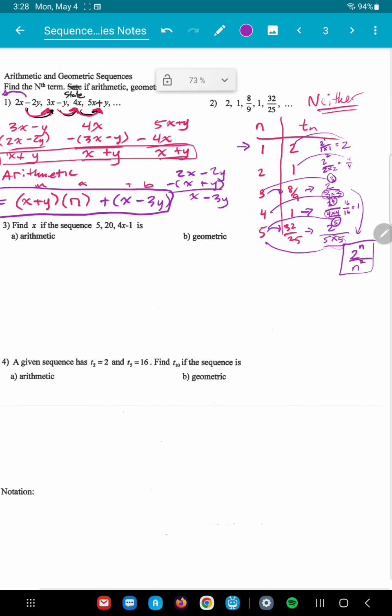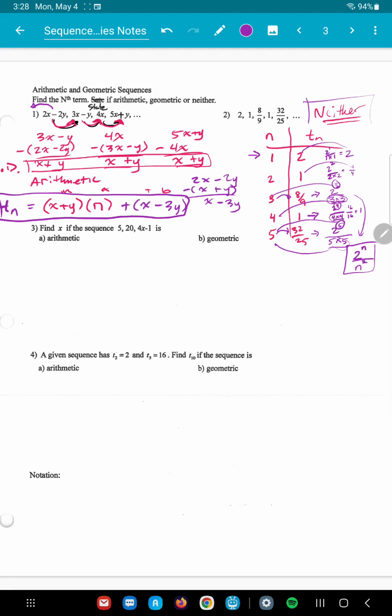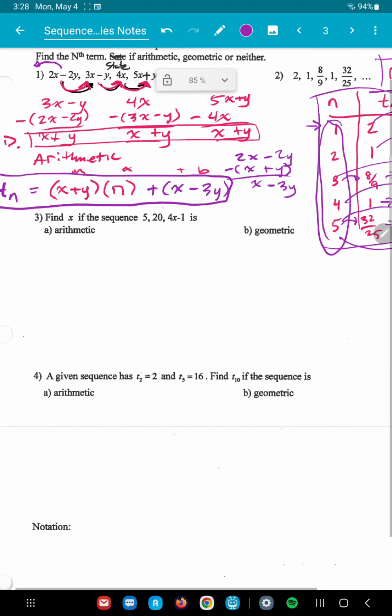Okay? So that one was a bit trickier. You'll notice that when it comes to these sequences, as I mentioned in class, it's really helpful to develop this table. That way you can see the term numbers as you go in sequential order, 1, 2, 3, 4, 5, and it may help you to see what kind of patterns you see on your right-hand column. Okay? All right, let's go on to number 3.